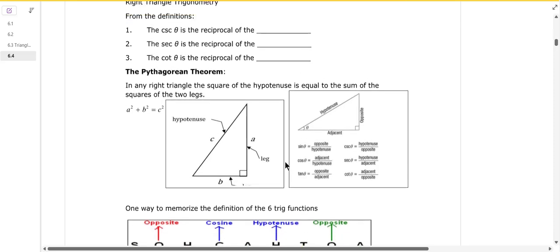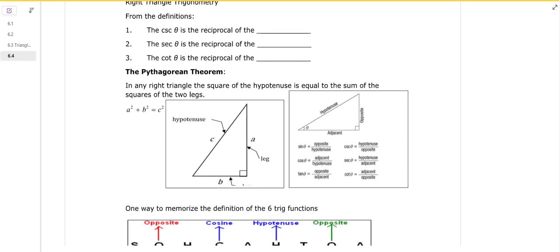We already talked about this on the previous page. The cosecant is the reciprocal of the sine of theta. The secant is the reciprocal of the cosine, and the cotangent is the reciprocal of the tangent. Next thing I want to look at is just some ways to help you remember this.